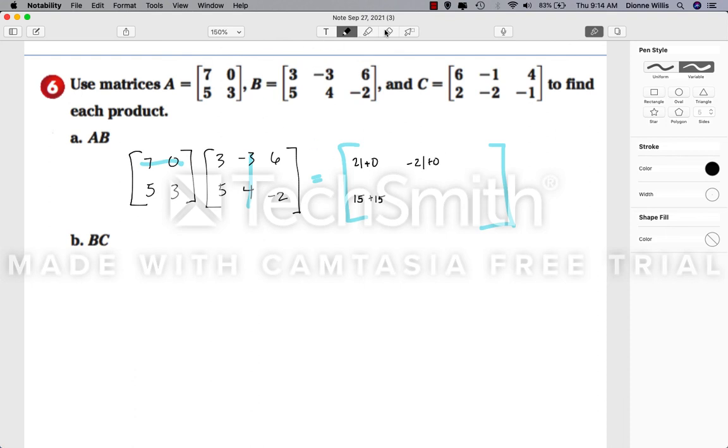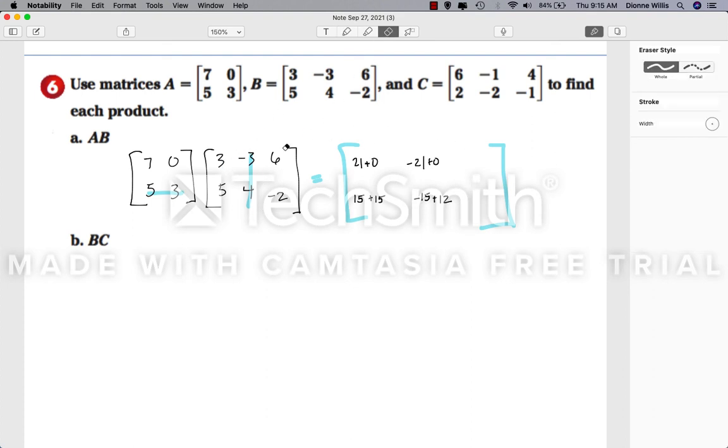And then now I'm going to go down and multiply the row 5, 3 by this column, negative 3, 4. And so what I get is 5 times negative 3 is negative 15, and 3 times 4 is 12. And so I'll be adding those together, right? And then you guessed it, I'm going to move on. I'm going to look at the last column, and then go back to the first row and then do the second row again, right?